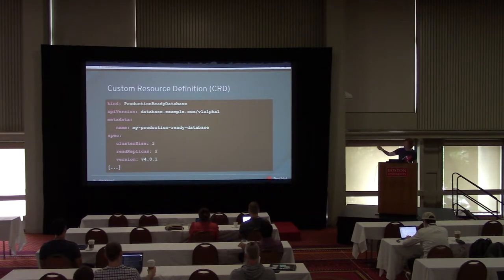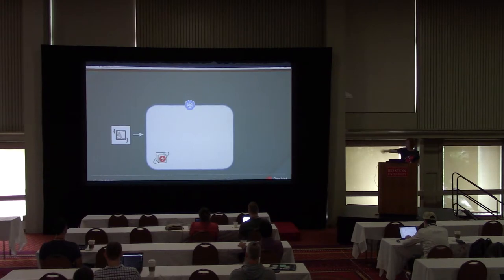We still have some metadata, but what's unique and interesting and is specific to our application, to our production-ready database, is what's in the spec here. So we're telling it we want this database to have a cluster size of 3, we want 2 read replicas, and we want a particular version to be running. So when we apply that, then the controller, which is listening, the arrow in the little circle, is going to do whatever it takes to bring up those 3 instances of that production-ready database. So the operator is handling all that for us.